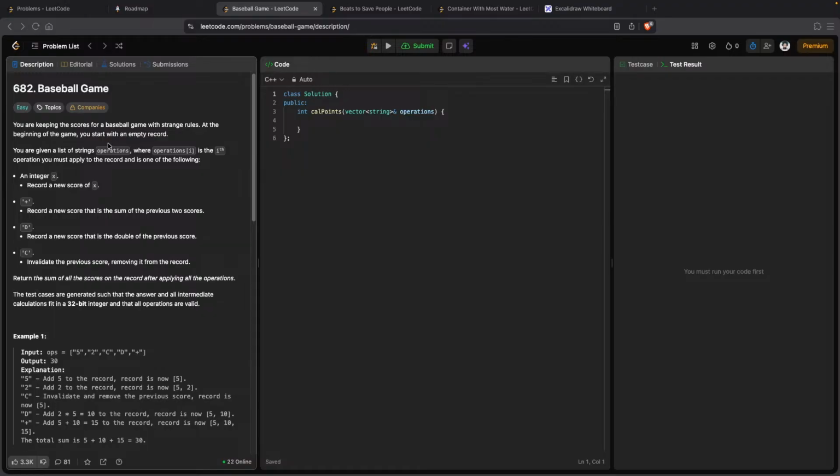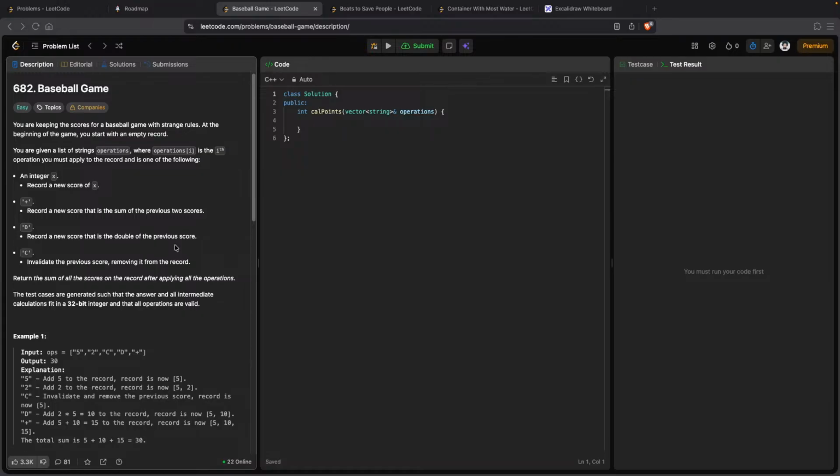You are given a list of strings operations, where operations[i] is the ith operation you must apply to the record and is one of the following: an integer x, record a new score of x; plus, record a new score that is the sum of the previous two scores; D, record a new score that is a double of the previous score.